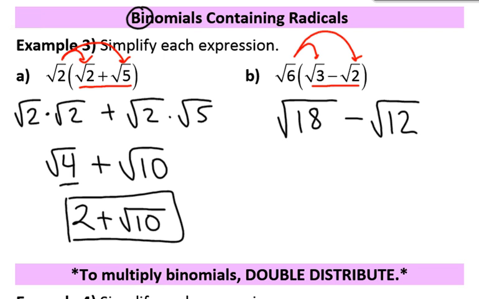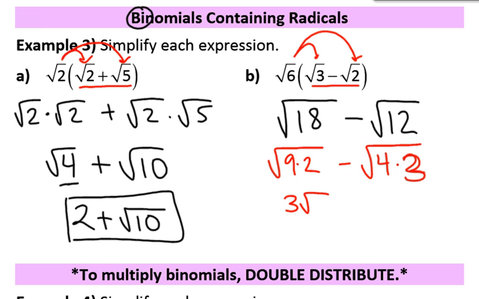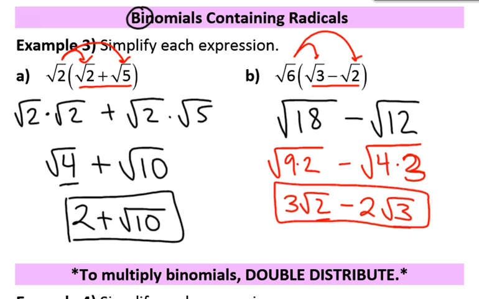So square root of 18 now becomes the square root of 9 times 2. Square root of 12 now becomes the square root of 4 times 3. So then the square root of 9 becomes 3, root 2, minus square root of 4 becomes 2, root 3. Now, these are still not like terms, so this is actually my final answer.